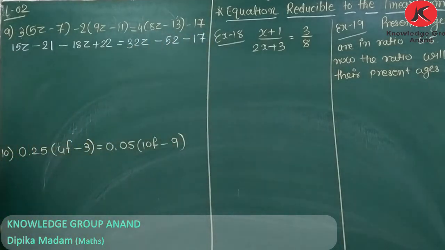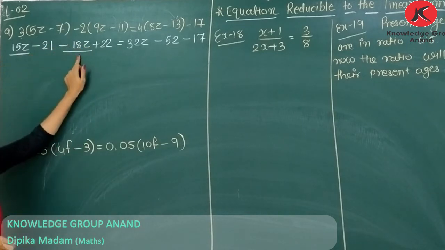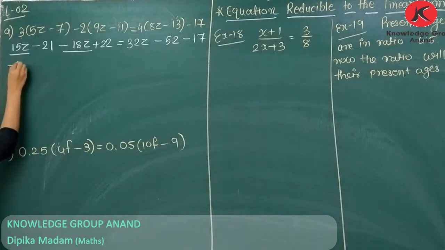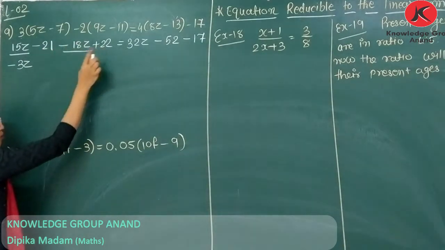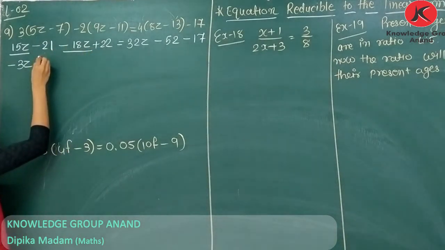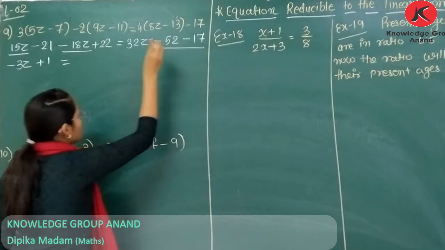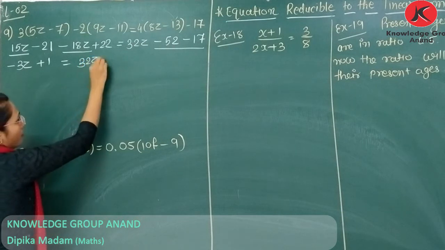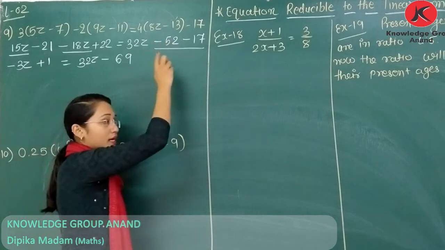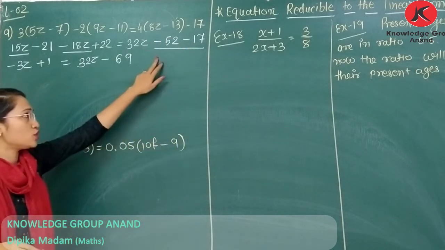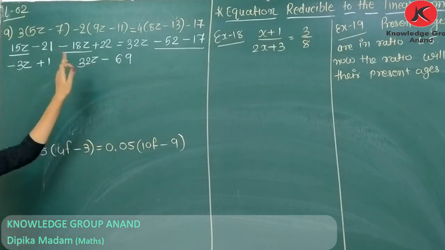Clear? Now combine the like terms. 15z minus 18z will be minus 3z. Minus 21 plus 22, that is 1 negative, 1 positive, subtraction, 22 minus 21 is plus 1. On the right side you need to combine these two terms, 32z minus 69. If you add, because 52 is negative and 17 is also negative, addition of the numbers, 52 plus 17 is 69, but the negative sign is there because the bigger number is 52.